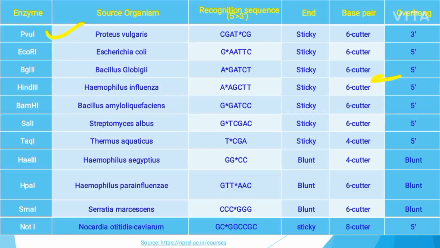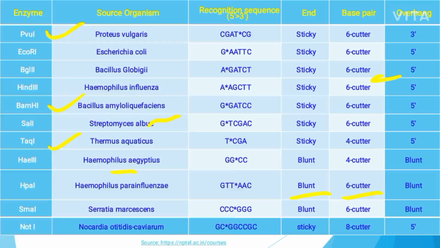Okay. BamH1 means Bacillus amyloliquefaciens. It is also a 6 base cutter and giving 5' overhangs. Then TaqI, Thermus aquaticus, is a 4 base cutter giving 5' overhangs. Next, HaeIII, Haemophilus aegyptius, is a 4 base cutter and is producing blunt cuts. Next, the Haemophilus parainfluenzae enzyme is also a 6 base cutter, and it is also producing blunt cuts.